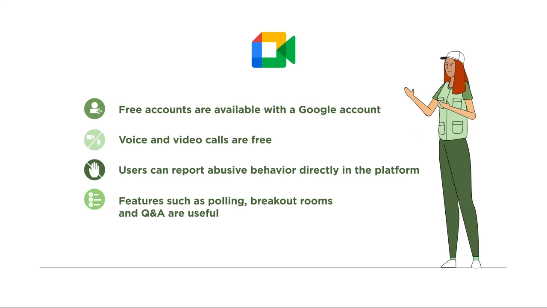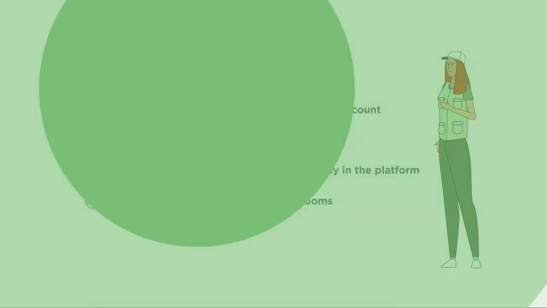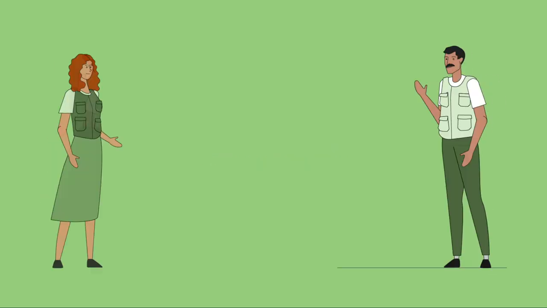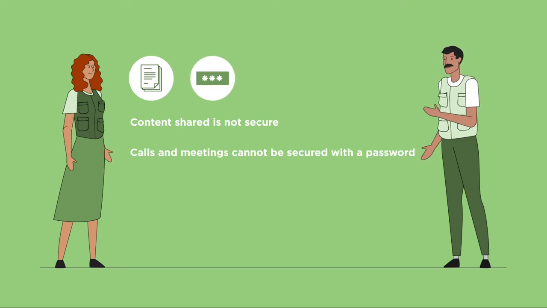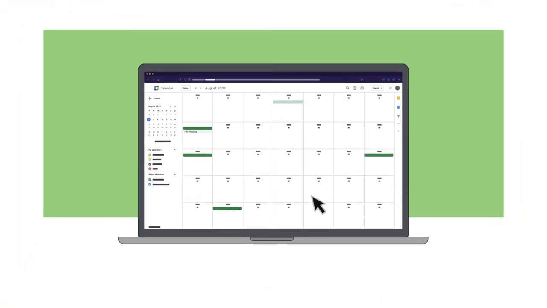for capacity building sessions. The online safety risks associated with Google Meet are that content shared is not considered secure and may be accessed by third parties. To join a call, every invitee must have a Google account, and calls and meetings cannot be secured with a password. To use Google Meet safely, it's best to set certain limits.